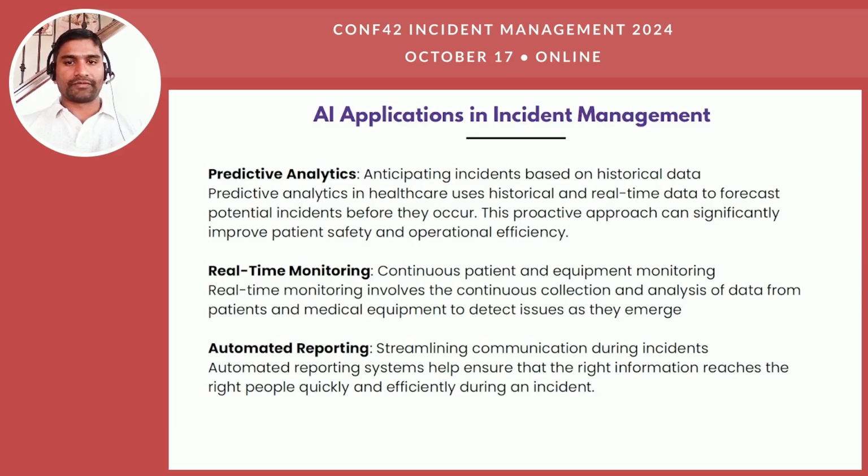Predictive analytics. Predictive analytics in healthcare involves the usage of historical data, statistical algorithms, and machine learning techniques to forecast potential incidents before they occur. By analyzing patterns from past incidents, healthcare providers can identify risk factors and trends that may lead to future adverse events. The benefits could be proactive safety measures. By anticipating potential incidents, healthcare organizations can implement preventive measures.